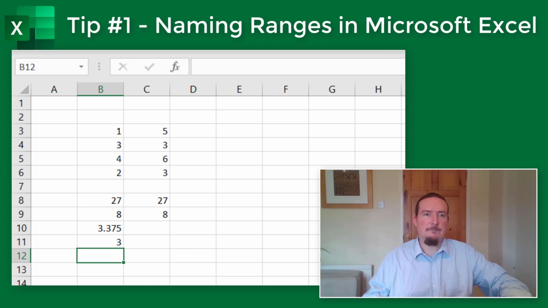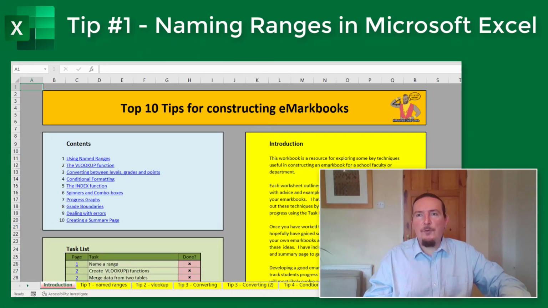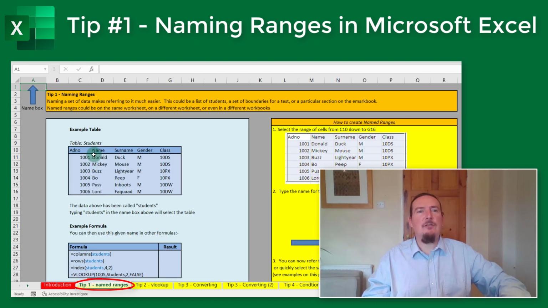Okay, let's take a look at the workbook that accompanies this series. If you haven't already downloaded it, you'll find a link down below. Open the book on tip 1 and let's have a look at the tables up here at the top. You can see this table has some basic facts about a group of students.